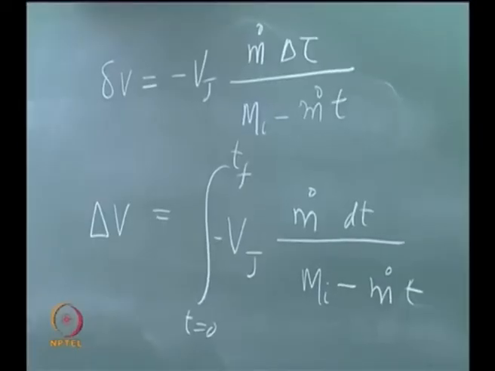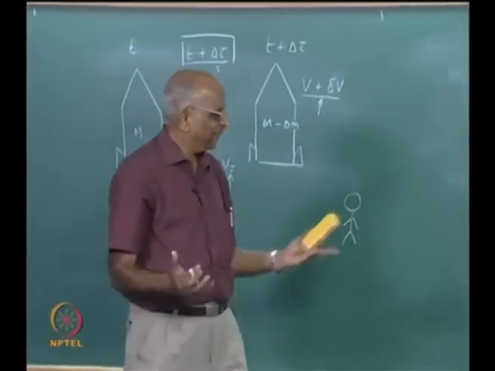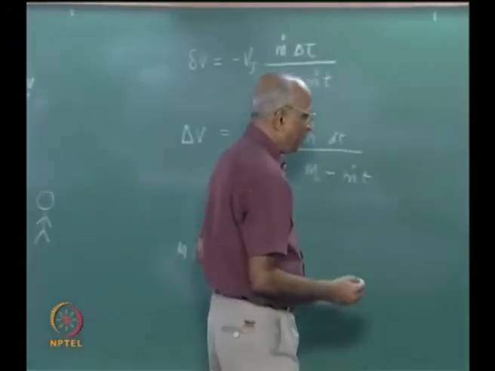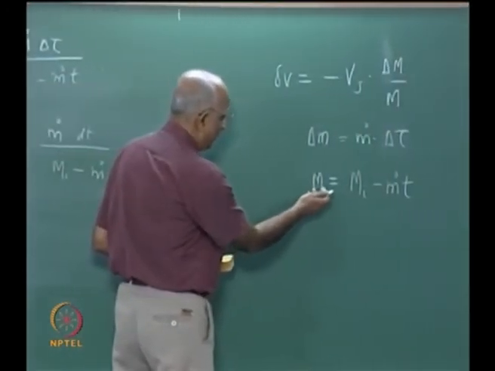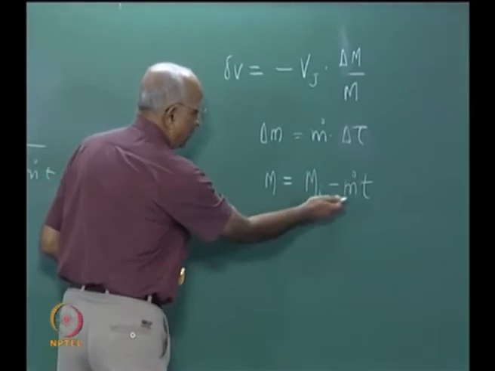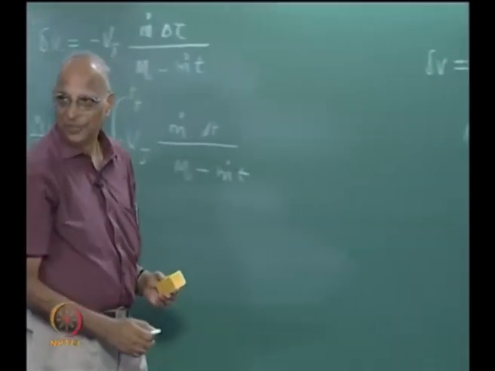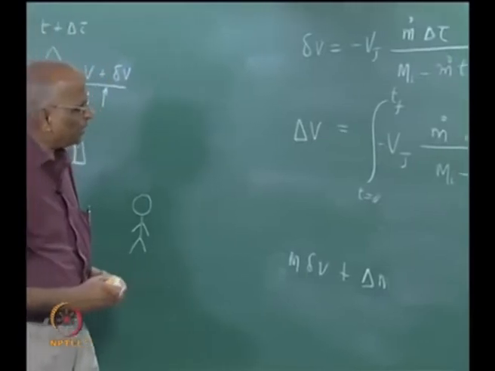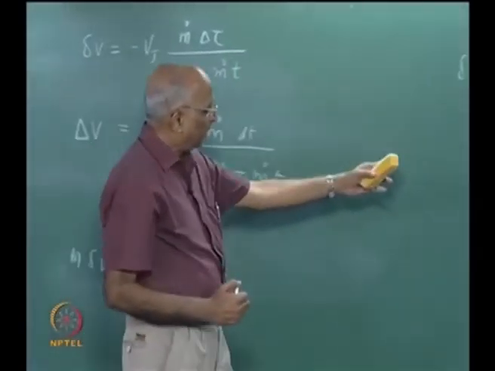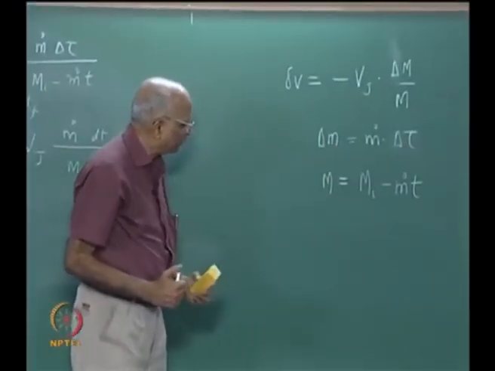But you know, one thing I have missed somewhere. What is it I have missed? I think that is very important. I think one of you must find out. I should not get this negative sign here, and what is the mistake we have committed? What did I write here? I told you mass at any time is equal to m I minus m dot t. Therefore, how would I look at the value of delta m? Delta m is equal to what?